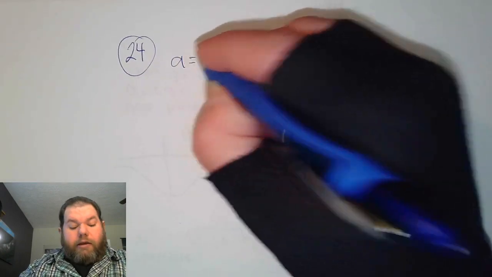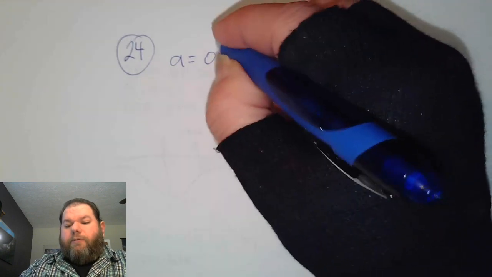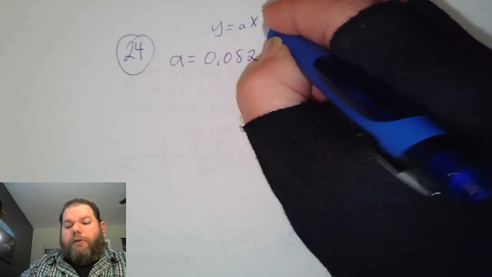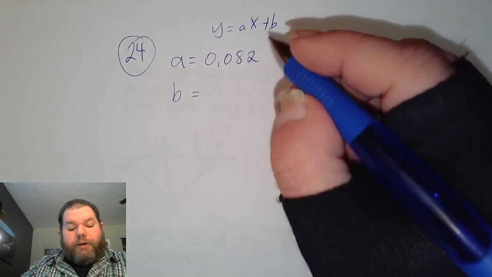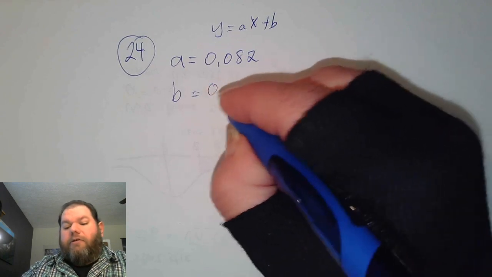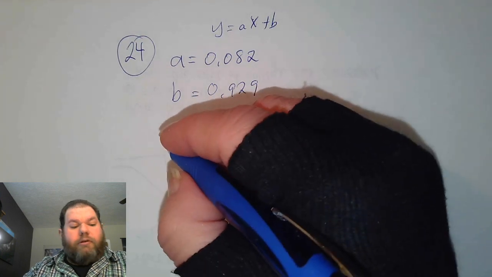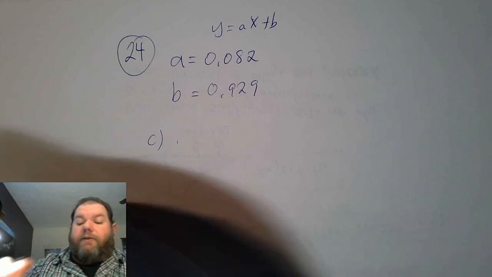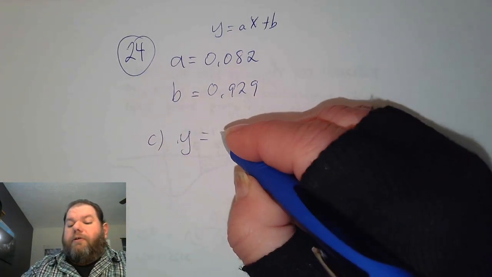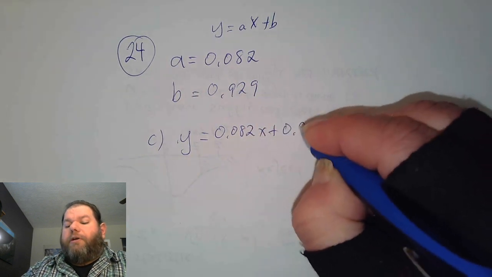So for 24, A, we came up with 0.082. This is y equals ax plus b. B is 0.929. So our regression equation, which is actually the answer to part C, is y equals 0.082x plus 0.929.